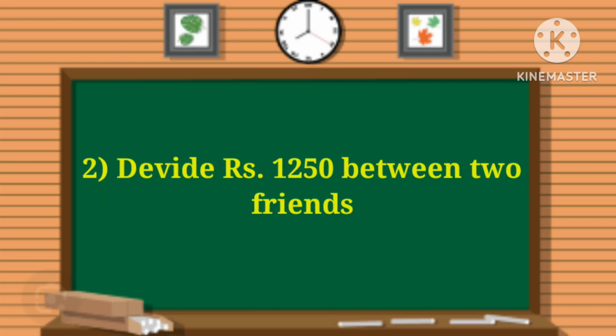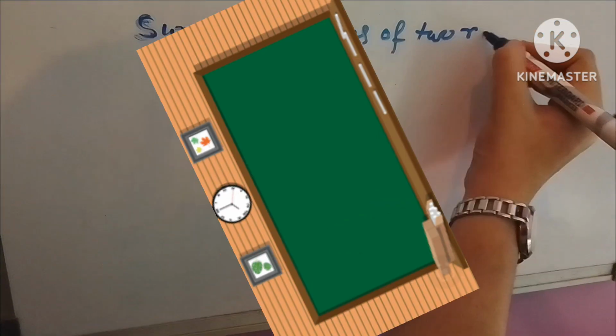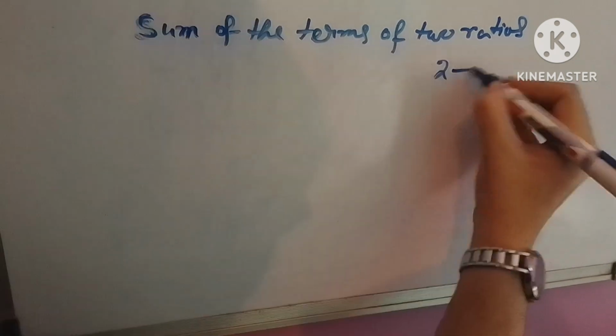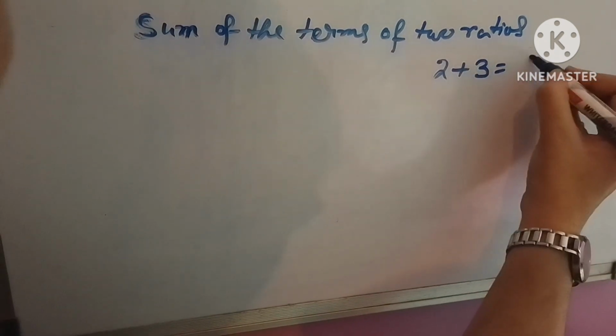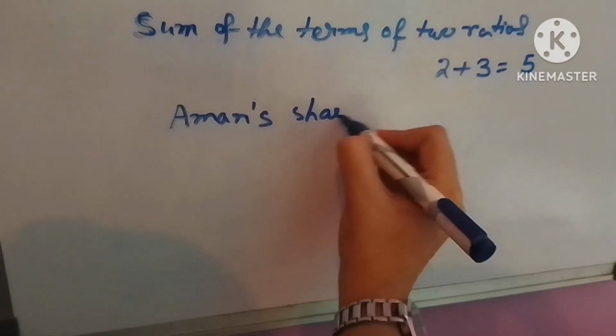Let's come to our second numerical problem. Divide rupees 1250 between two friends Aman and Amit in the ratio 2:3. So the sum of the terms of the ratio will be 2 plus 3 equal to 5. Now we have to find out the share of the two friends.